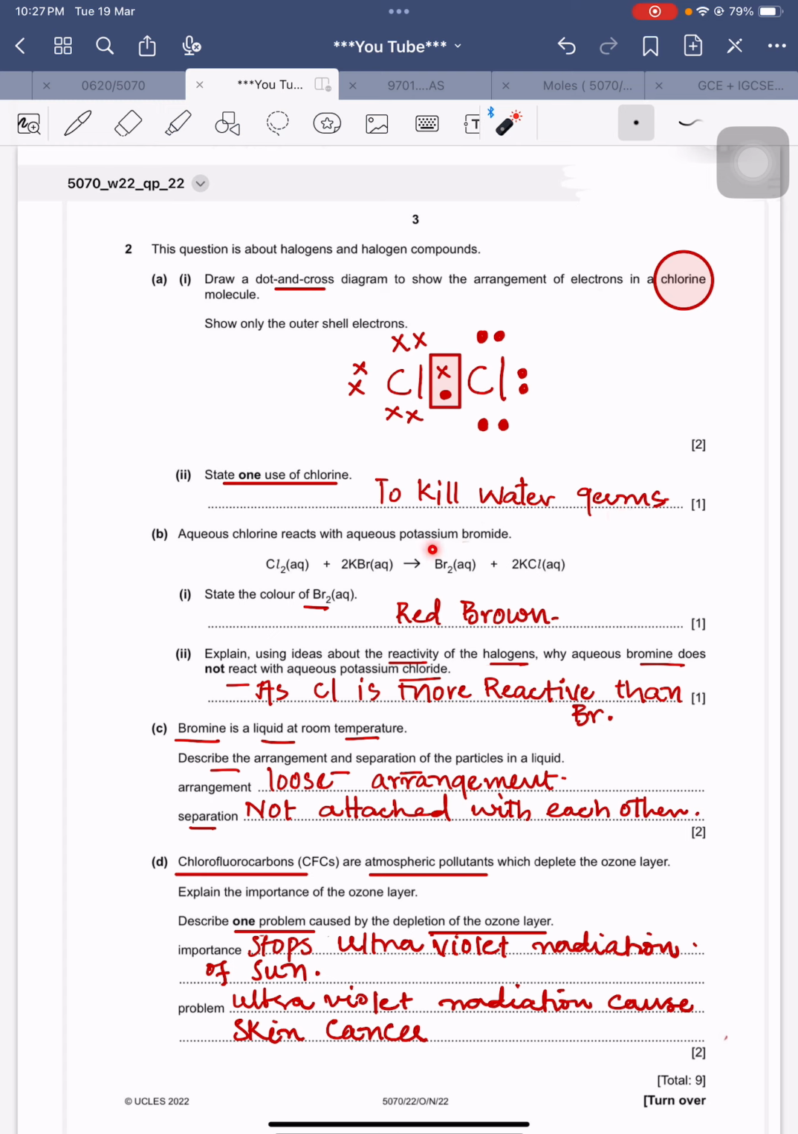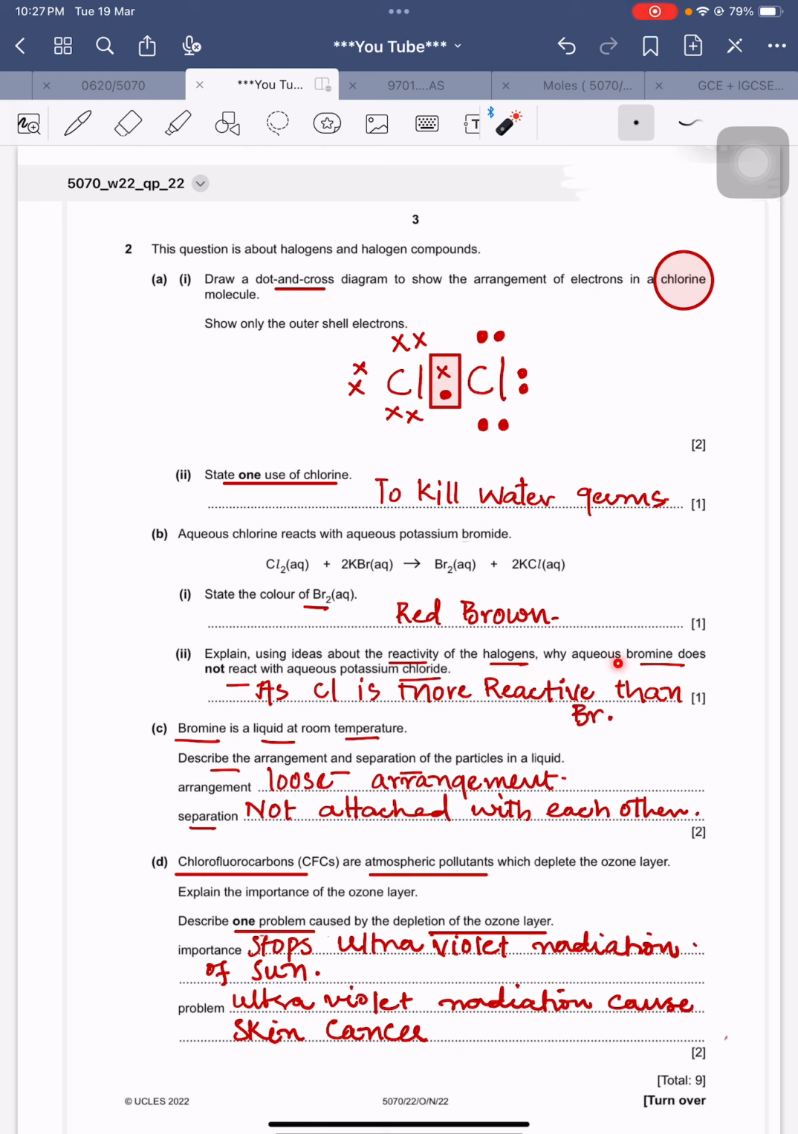So aqueous chlorine reacts with potassium bromide. Chlorine is reacting with potassium bromide, and as a result bromine and potassium chloride are formed. Why is this reaction happening? Because chlorine is more reactive as compared to bromine. What is the color of bromine? It is red brown. These are the colors which you need to keep in your mind. Chlorine is greenish yellow, fluorine is white, etc. So explain using ideas about the reactivity of the halogens.